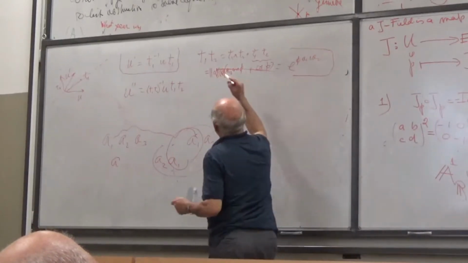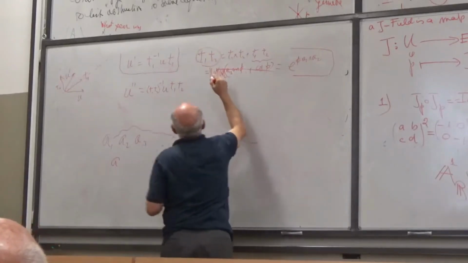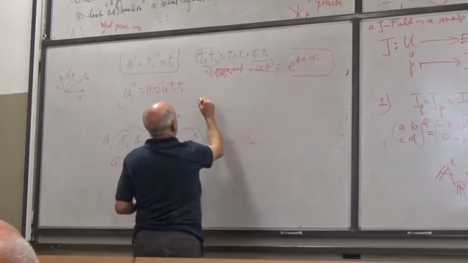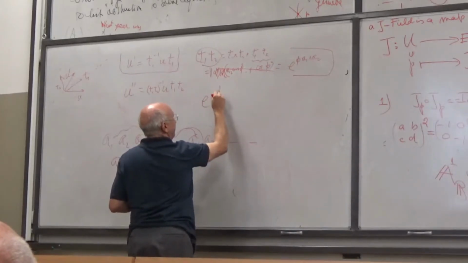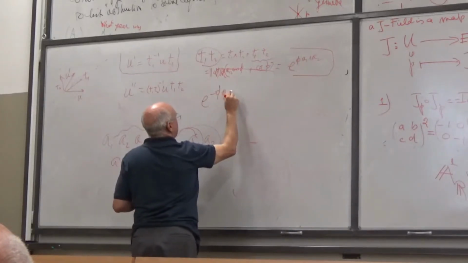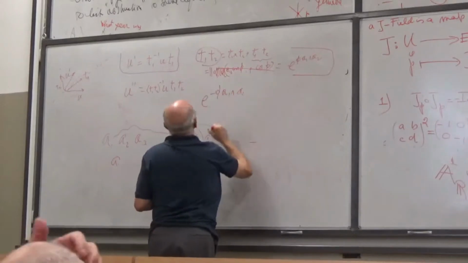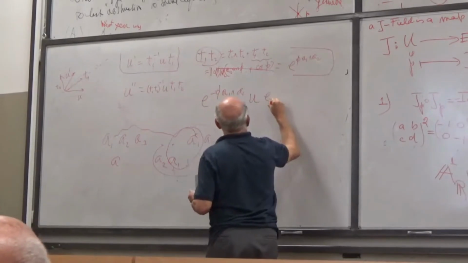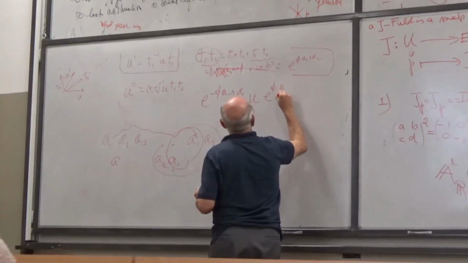This is for T1, T2. What is going to be T1, T2 to the minus 1? It is going to be e to the minus phi A1, A2, U, the vector E to the 5, E1, E2.